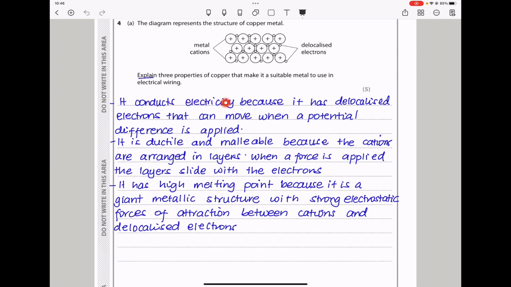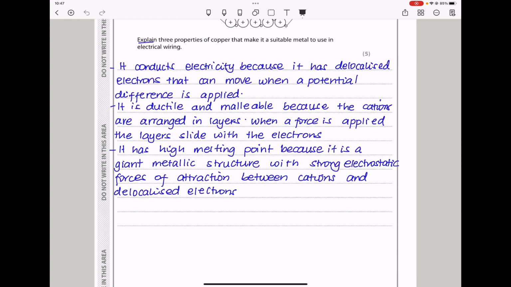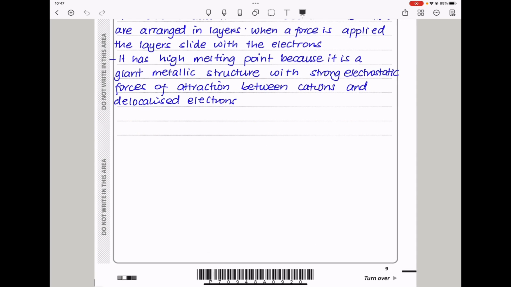So the first one, it conducts electricity because it has delocalized electrons that can move when a potential difference is applied. We also see it is ductile and malleable because it contains cations that are arranged in layers, and when a force is applied, the layers slide with the electrons, meaning electrons are acting as glue, holding the cations in position wherever they slide. Another property is it has a high melting point because it is a giant metallic structure with strong electrostatic forces of attraction between cations and delocalized electrons, and this enables copper to withstand the high temperatures that can result sometimes when conduction of electricity occurs.